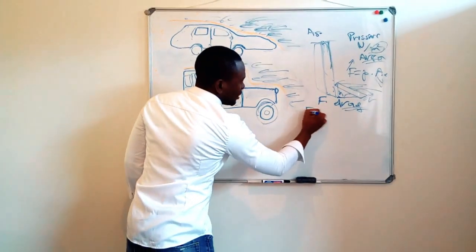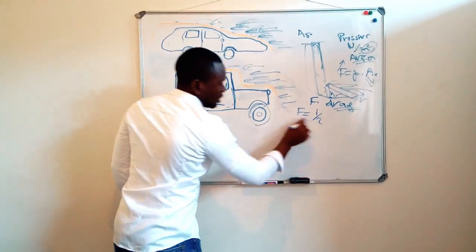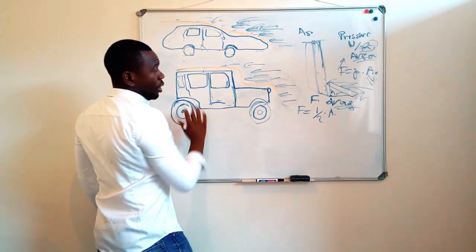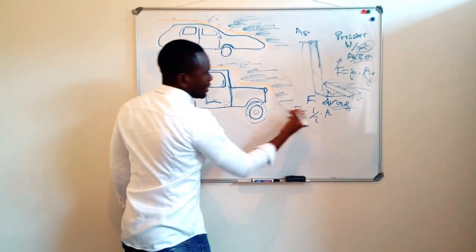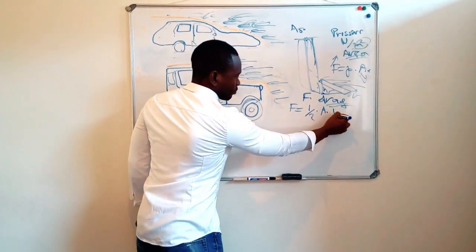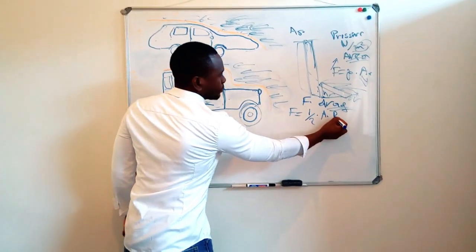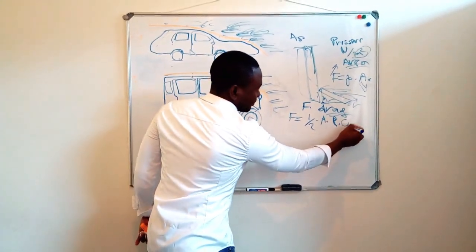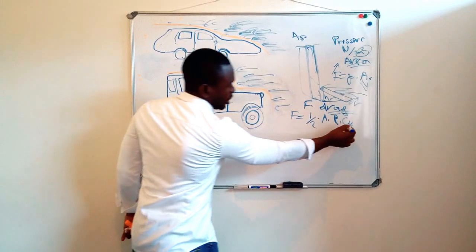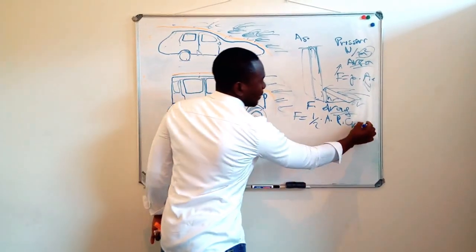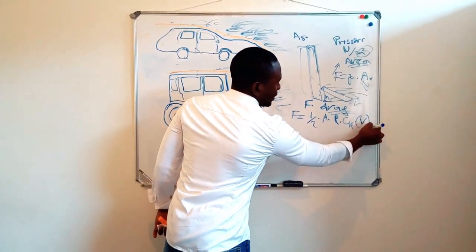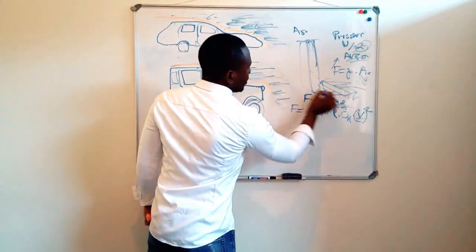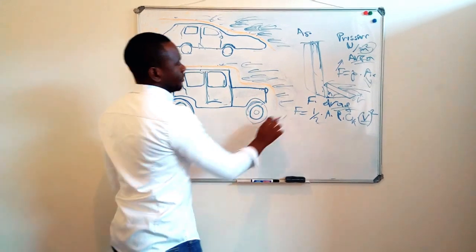It is given by 1 divided by 2, multiplied by the area of the moving object, multiplied by the mass density of air, multiplied by the drag coefficient, and multiplied by the speed squared. So this is how you get the force of drag.